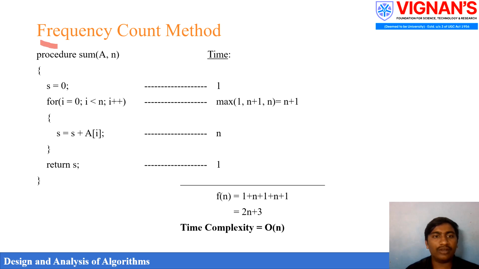Here we use the frequency count method to calculate time complexity. Each statement in the algorithm is counted based on how many times it executes. For the given sum algorithm, the total function becomes 2n plus 3, and hence the time complexity is big O of n.